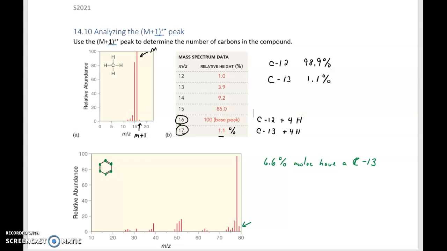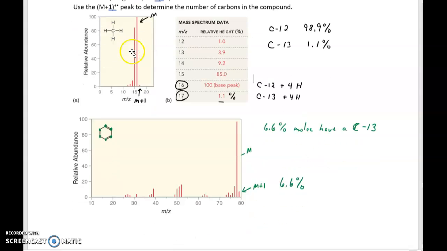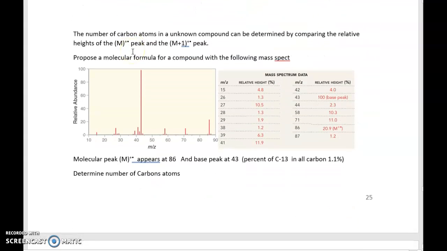And that's what we find here. If we compare the M+1 peak down here to the M peak, we'll find that it's a 6.6% difference. Now let's see how we can use this to figure out the formulas. In this example: propose the molecular formula of a compound from the following mass spec. So this is going to be our M, and this will be our M+1.